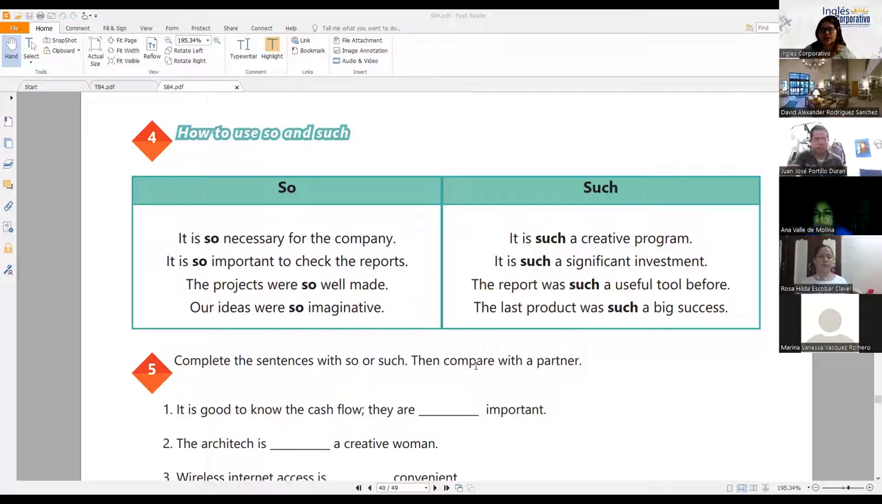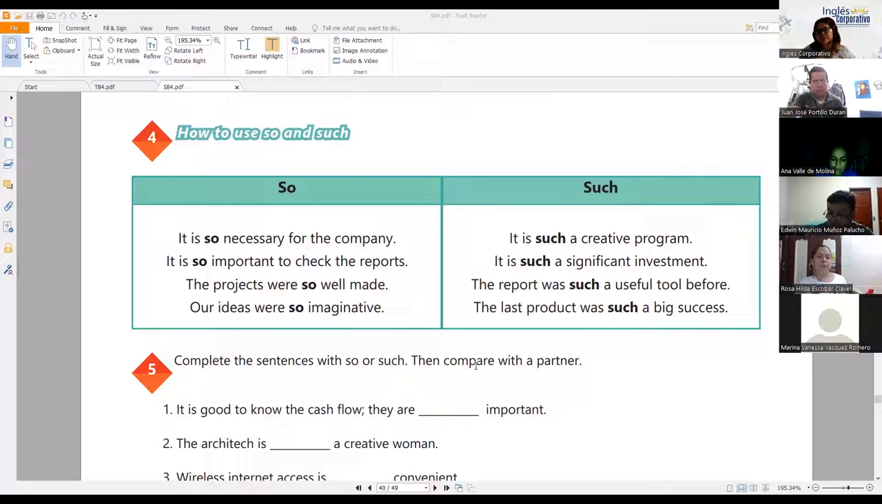It is such a creative program. It is such a significant investment. The report was such a useful tool. The last product was such a big success.